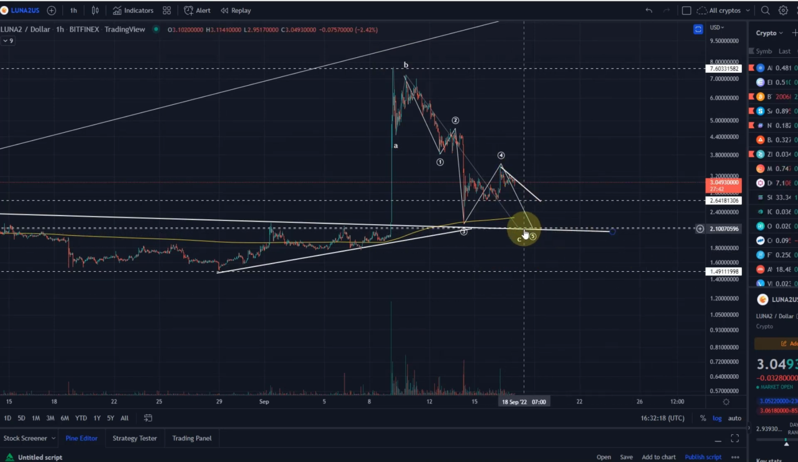But I have all my eyes on the $2.11 level. And if we lose that, it would be below the 78.6% fib level. And this is an area where it's just getting more risky. Okay, and that's my update about Luna 2.